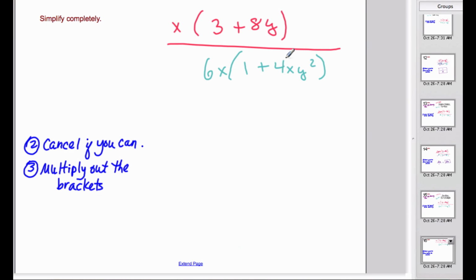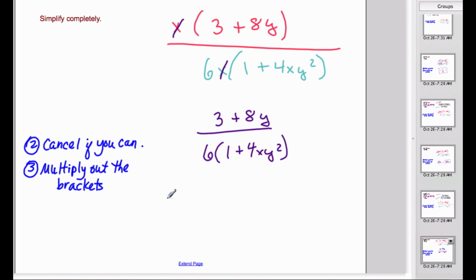Okay, so now that we've factored, we can look for things to cancel. We have that x in the numerator and denominator, so we can cancel those. So we're left with just 3 plus 8y in the numerator over 6 times the quantity of 1 plus 4xy squared in the denominator. Now we can leave it like that, but it might look a little bit better if we distribute our 6 back into the denominator. So we'll distribute that. The numerator's fine. So we have 3 plus 8y over 6 plus 24xy squared.